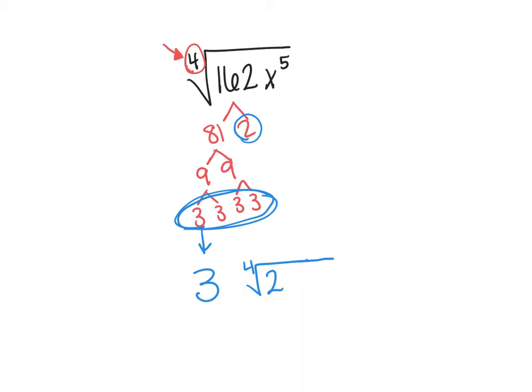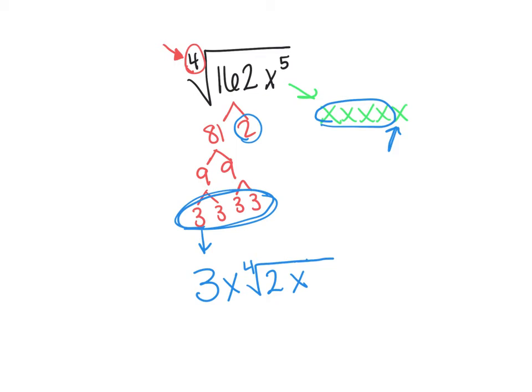We're going to do something similar with our variables. X to the fifth is really 5 x's. So looking for a group of 4, I found one group of 4, which allows me to bring an x outside of the radical, and there's still a single x left inside the radical. So this simplifies to 3x times the fourth root of 2x.